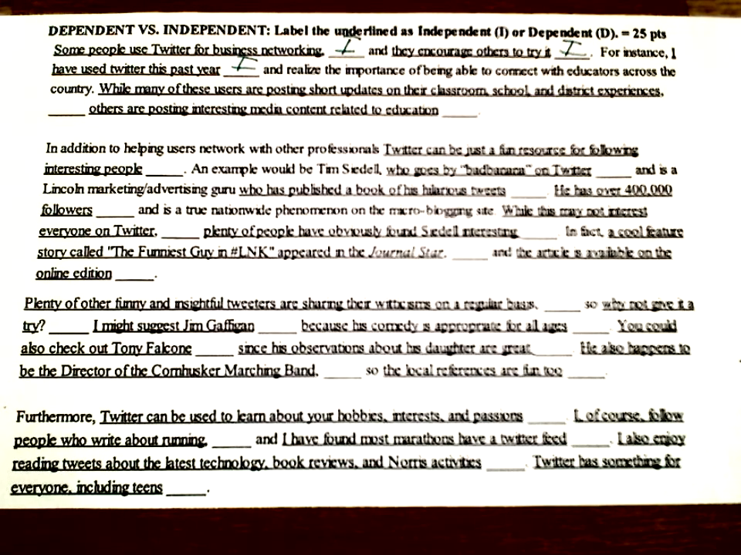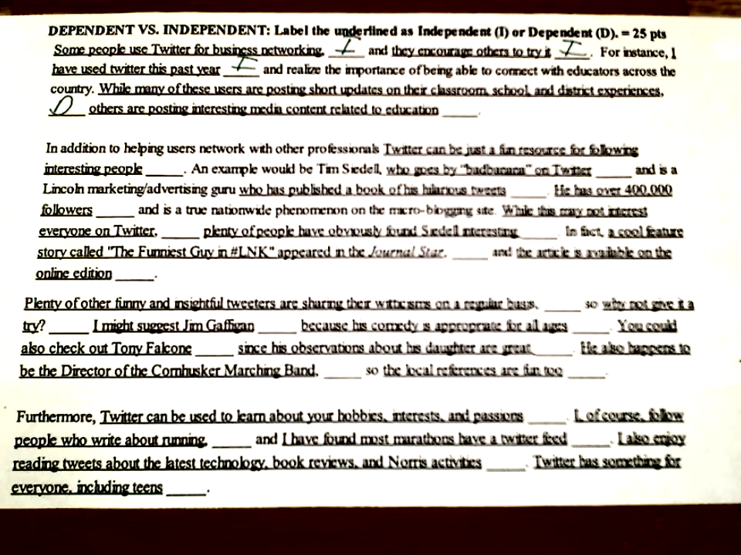The next one says, while many of these users are posting short updates on their classroom, school, and district experiences, okay, that's rather lengthy, so some students might have marked that as independent, but still ask yourself the question, could it stand alone? The fact that it starts with while is kind of a clue because those are subordinate conjunctions, meaning they typically show you that a dependent clause is being used to link a dependent to an independent. But just saying, while many of these users are posting short updates, just that statement right there tells you something is missing. It would have to attach itself, so that is a dependent.